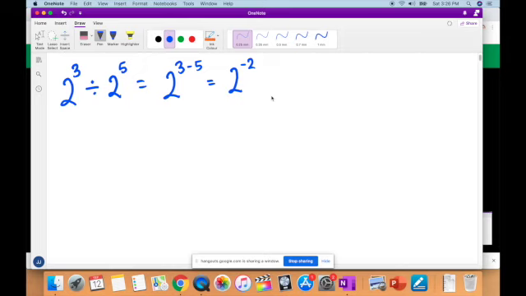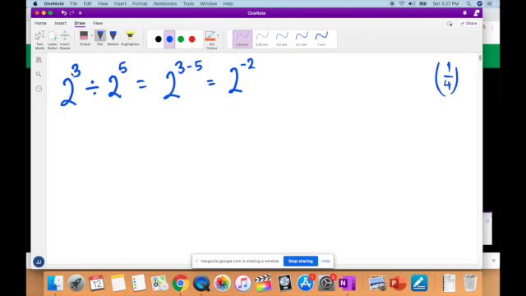If I was to type 2 to the power of negative 2 in my calculator, the answer is a quarter. So that is not a negative number. So what actually happened in here? And I'll put the answer here, a quarter. Right? Well, let's prove it and see what this means.